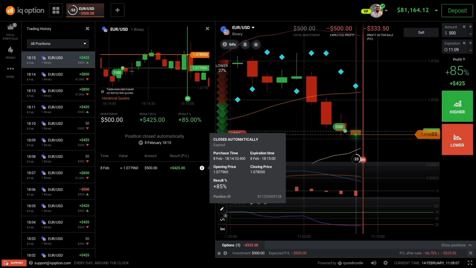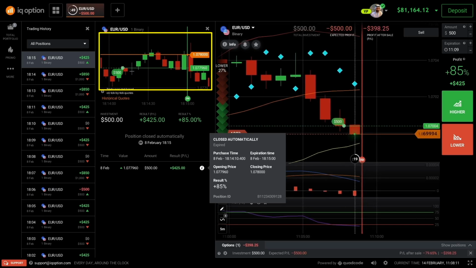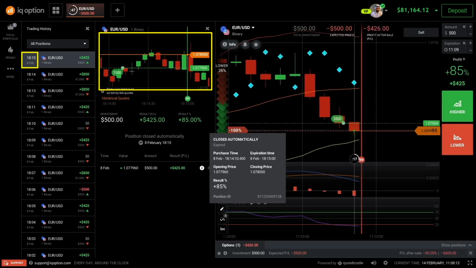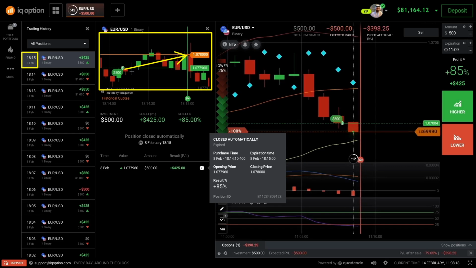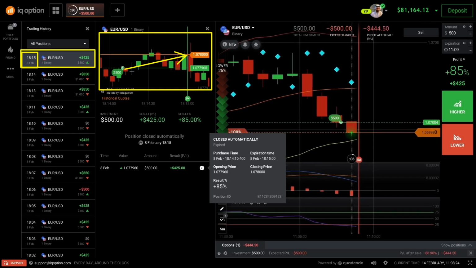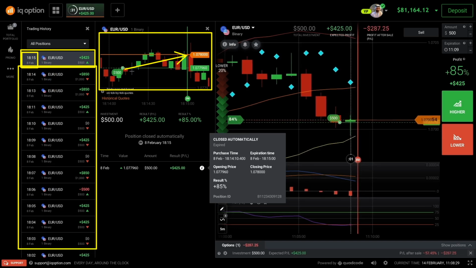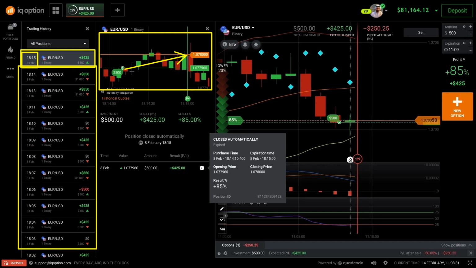So this one, yeah, this one was the last trade on February the 8th. It was an uptrend. I closed here and I stopped at this position. It was a really profitable day, February the 8th.